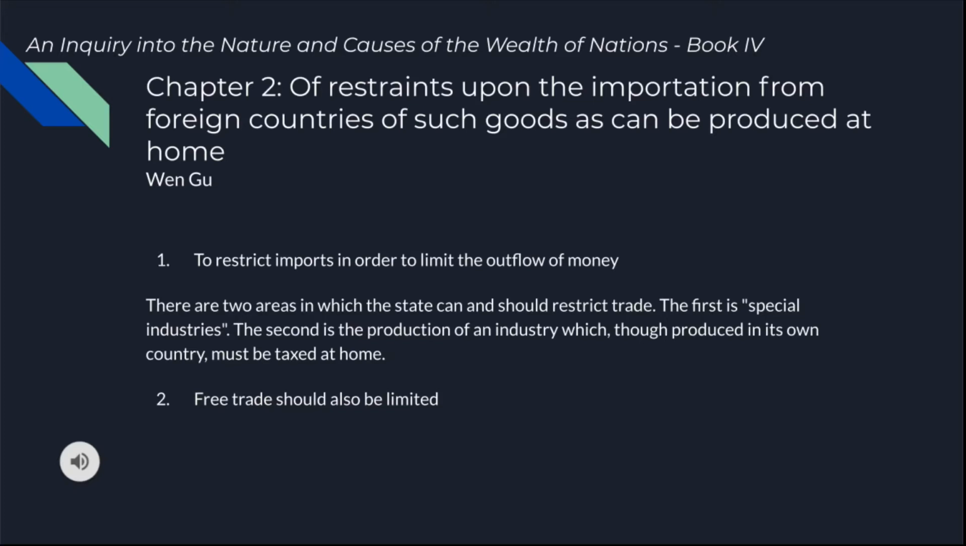However, free trade should also be limited. Adam believed that there were two areas where countries could and should restrict trade. The first: it is advantageous to increase the burden on the same industry in foreign countries so as to reward the same industry at home. The second: although the products of an industry are of domestic origin, they must be taxed at home.